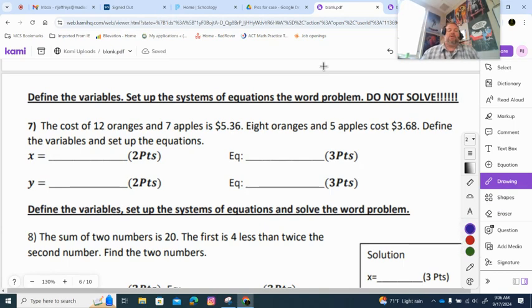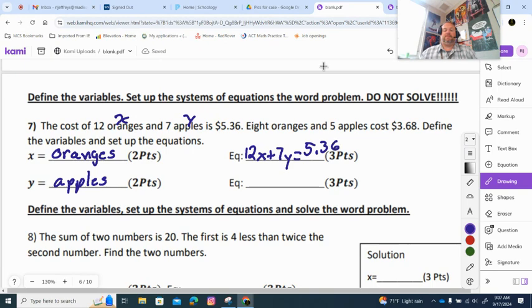What do y'all want X to be? Good. Oranges. That would mean Y would be apples. How do you like them apples? And 12 oranges and 7 apples cost this. And 8 oranges and 5 apples cost this.